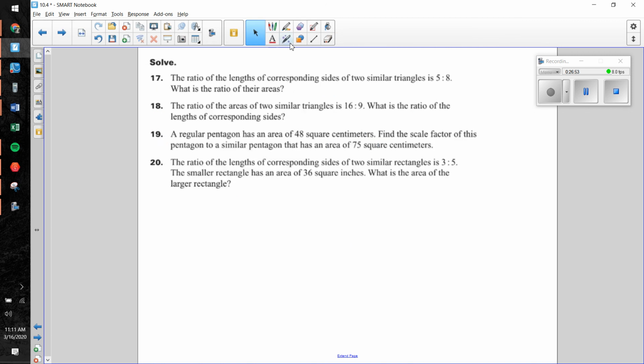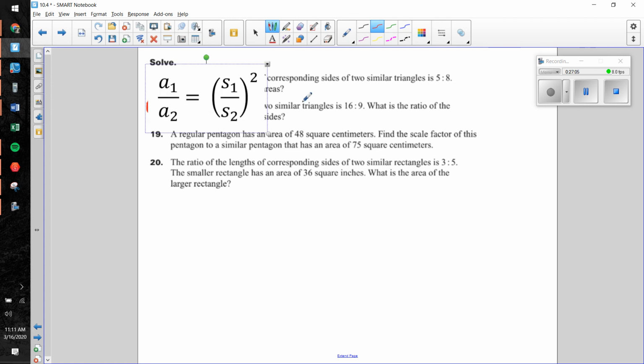And a couple of word problems at the end, and then we're just about done with this one. So let's take a look at number 18 here, guys. It says the ratio of the areas of two similar triangles is 16 to 9. They want the ratio of the lengths of corresponding sides.